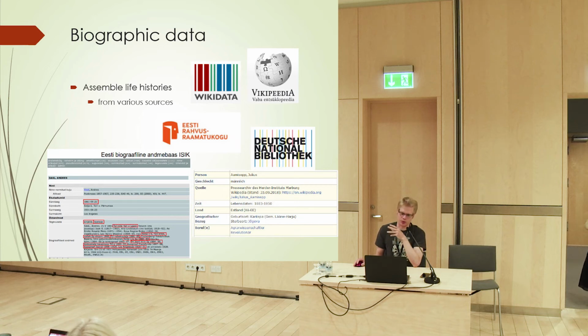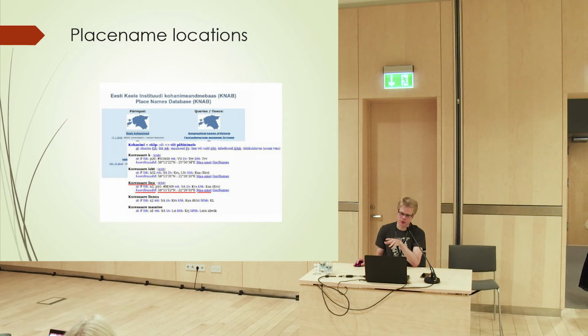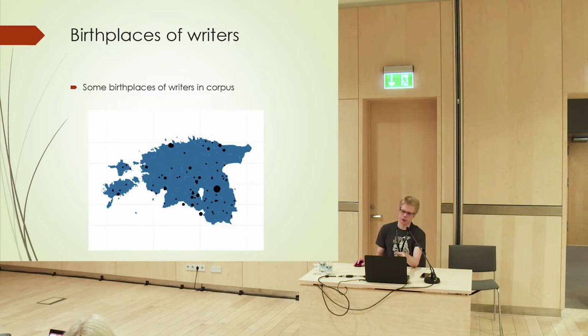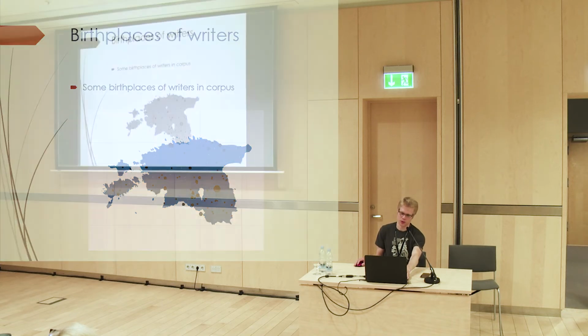But in my case, I used biographic data from these databases. So I made this unstructured text into structured text and combined these sources. But then also I used place name locations, so you can connect place names to a database that has coordinates for these names. And as a result, you can, for example, figure out where the writers were born, in this case. Which matters quite a lot for the study, because they have different dialectal backgrounds.